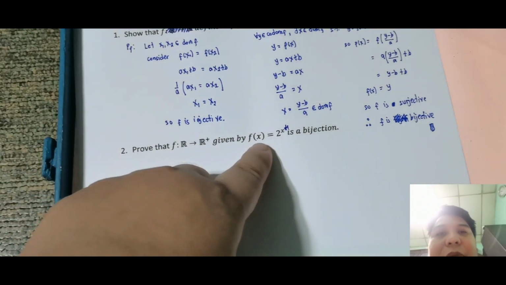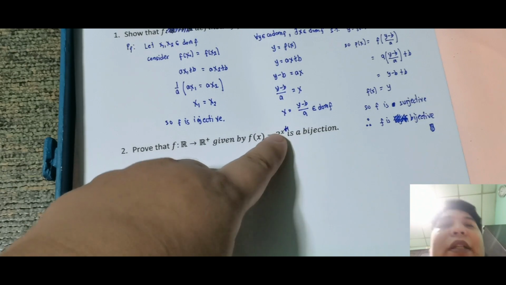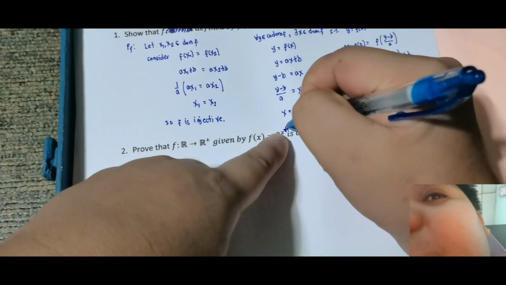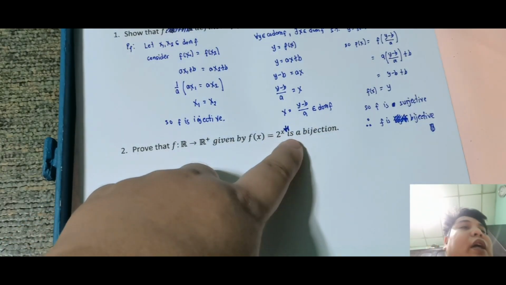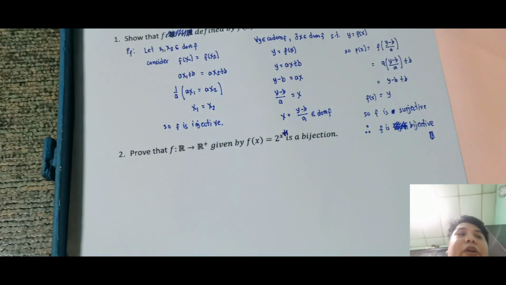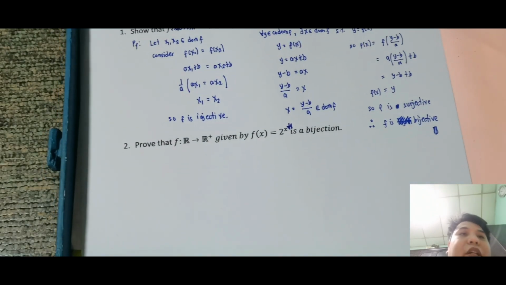Let me repeat, f of x equal to 2 raised to x plus 1. I can't write it properly, the position is hard, sir. Okay, is a bijection. So the wording: injection, surjection, bijection.